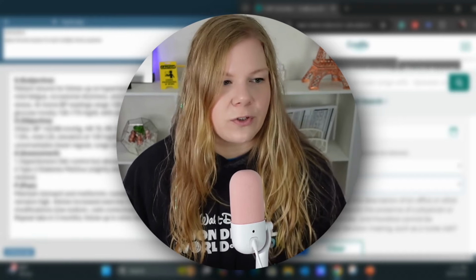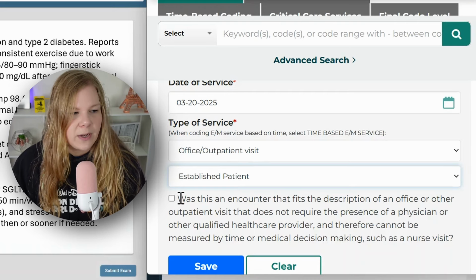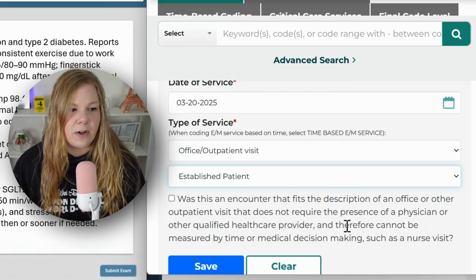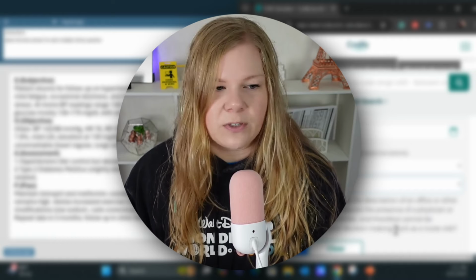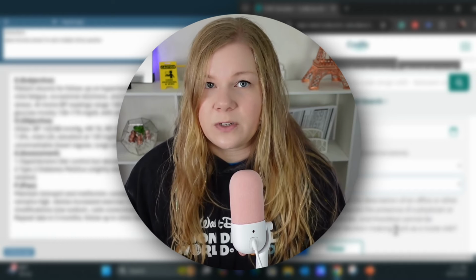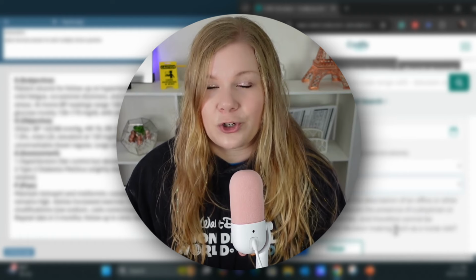You're going to have to look for those keywords. So there's a little box here that says, was this an encounter that fits the description of an office or other outpatient visit that does not require the presence of a physician or other qualified healthcare provider and therefore cannot be measured by time or medical decision making? This is the key thing though, such as a nurse visit. So basically what it's asking you is, is this like maybe a 99211?